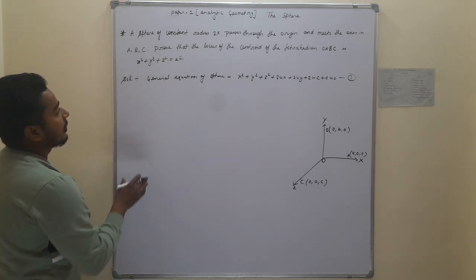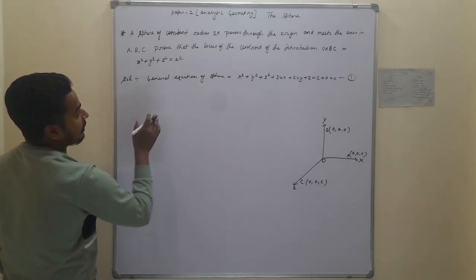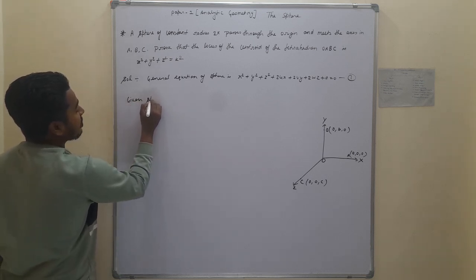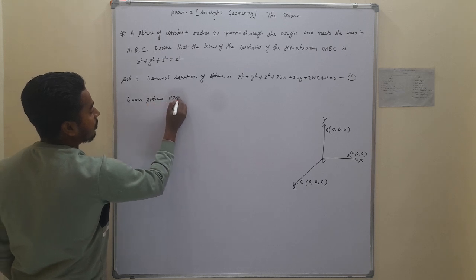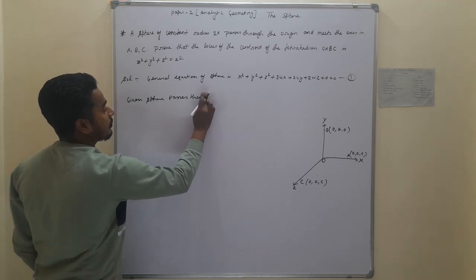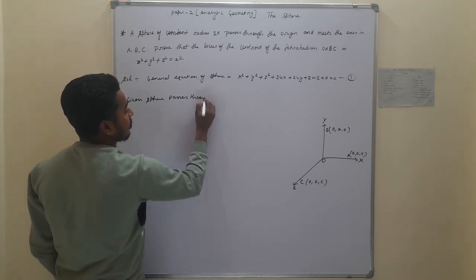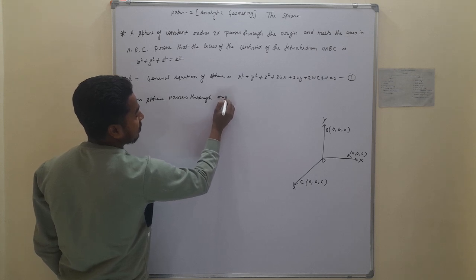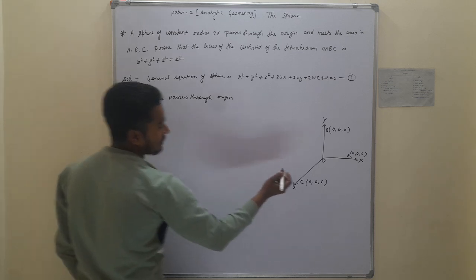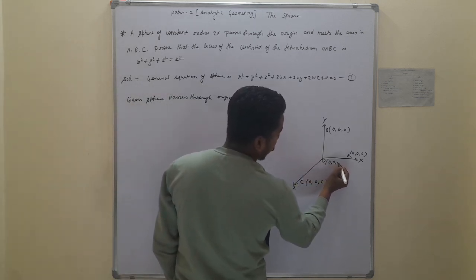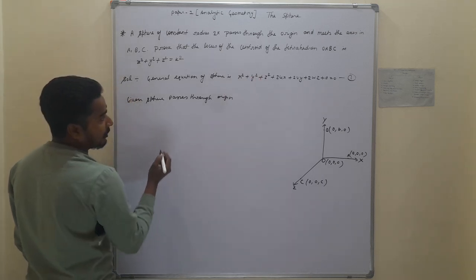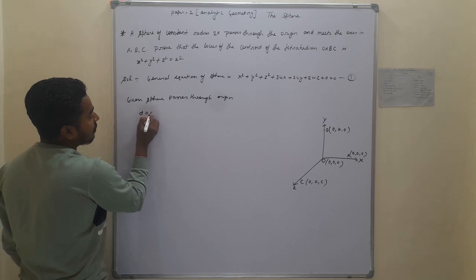Further, the given sphere passes through the origin. The origin is 0, 0, 0. So in equation 1, in place of x, y, z we put 0, and we get d is equal to 0.